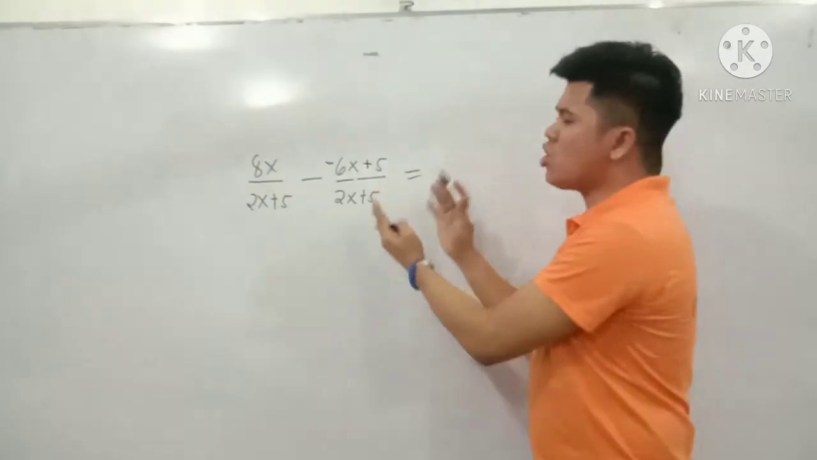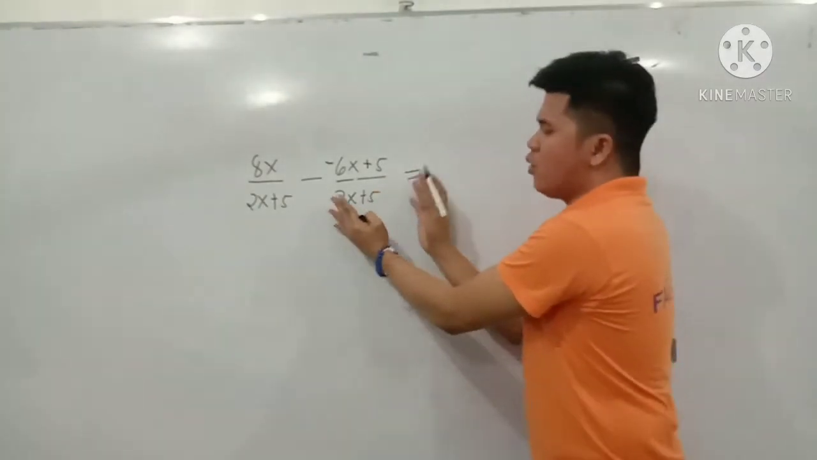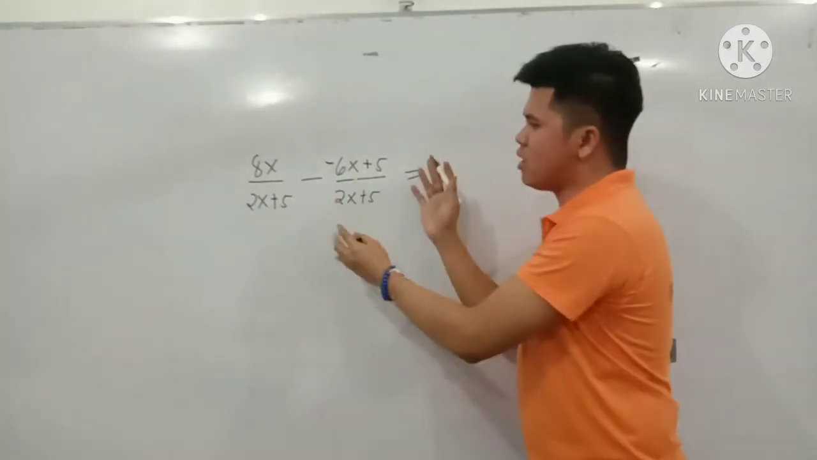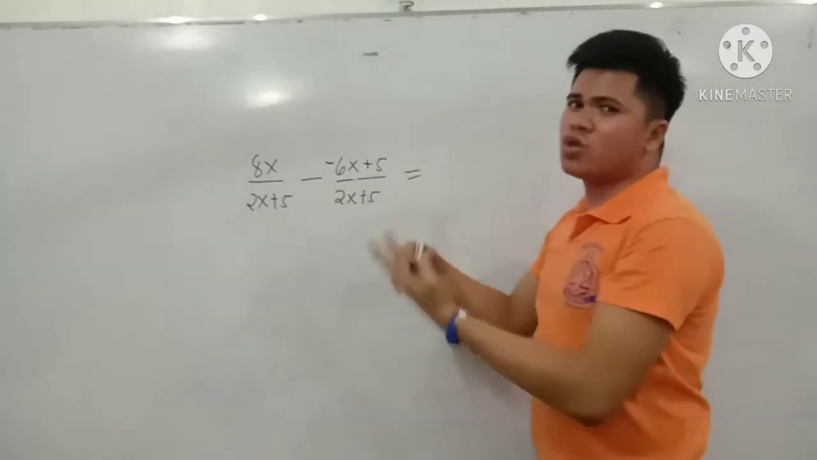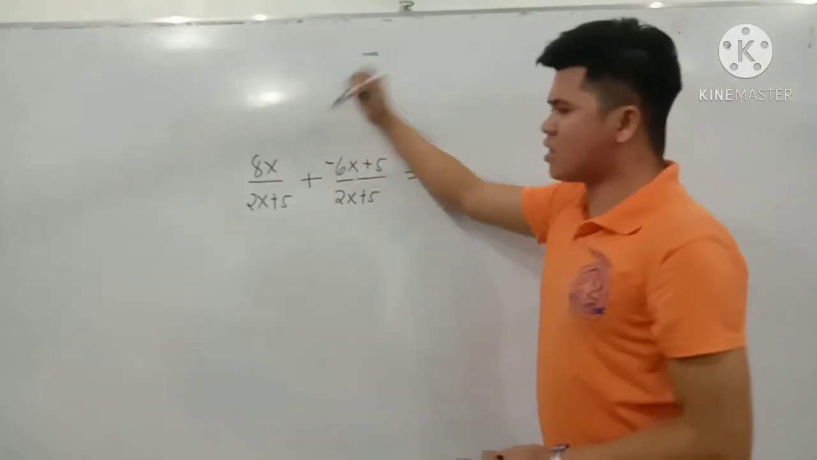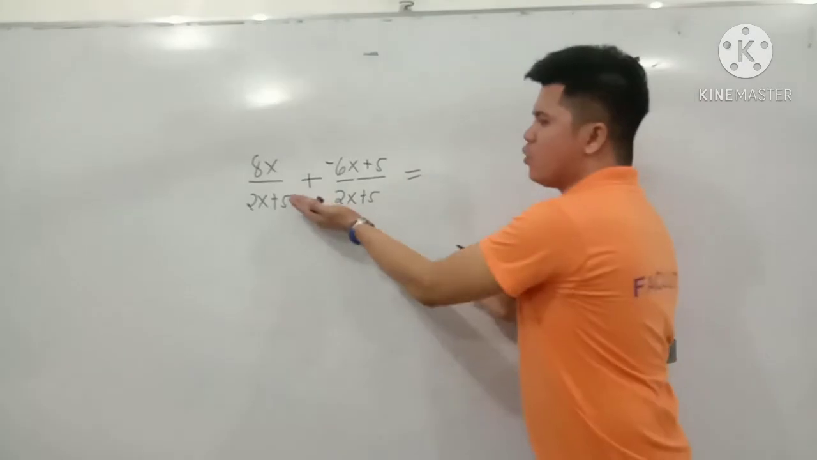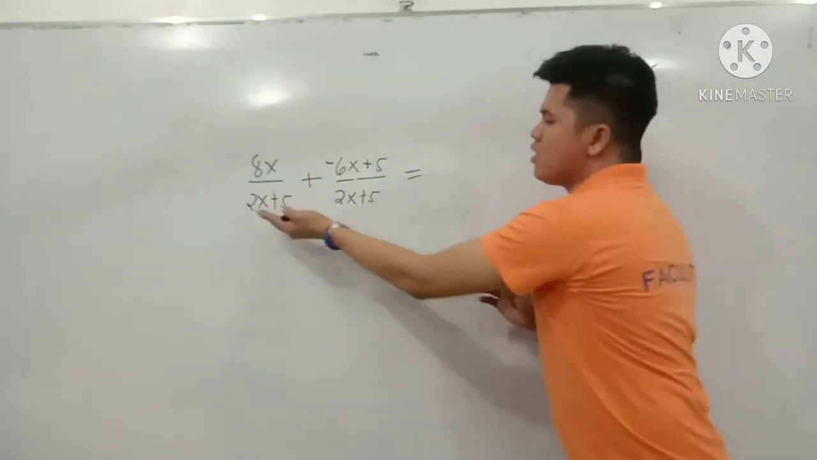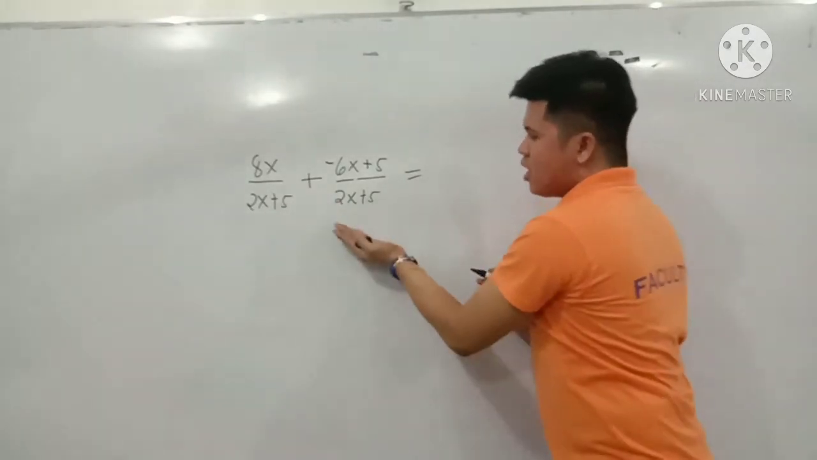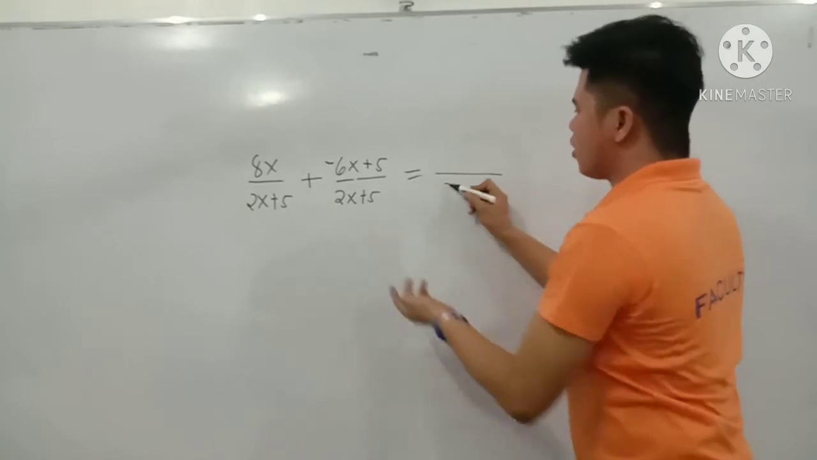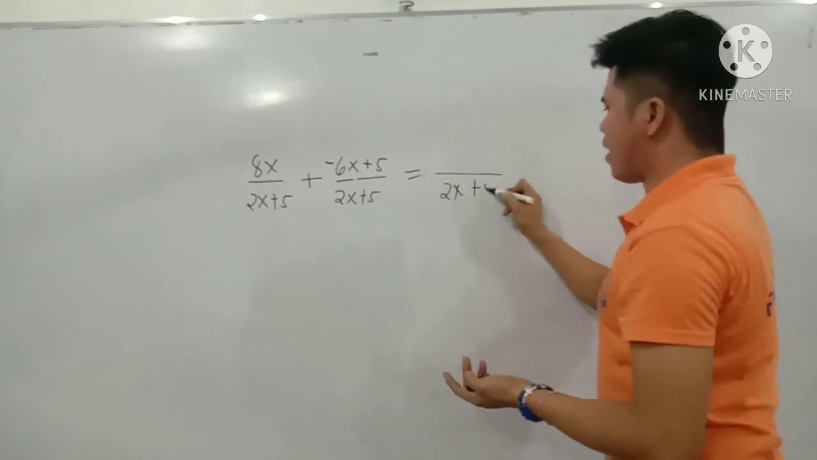And then, after changing the sign of the subtrahend, we proceed to addition. So, that means the minus sign, we have to change it into a plus sign. So, now we are dealing with addition. In adding with the same denominator, we simply copy again the common denominator 2x plus 5.